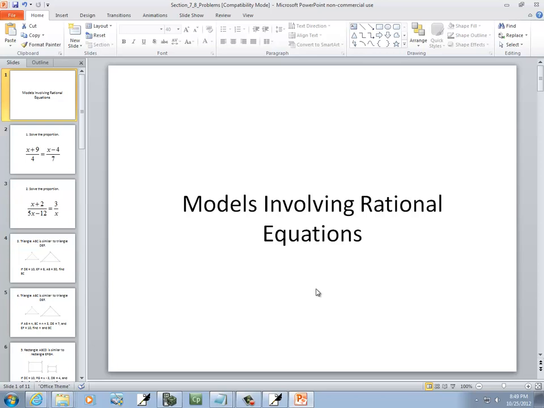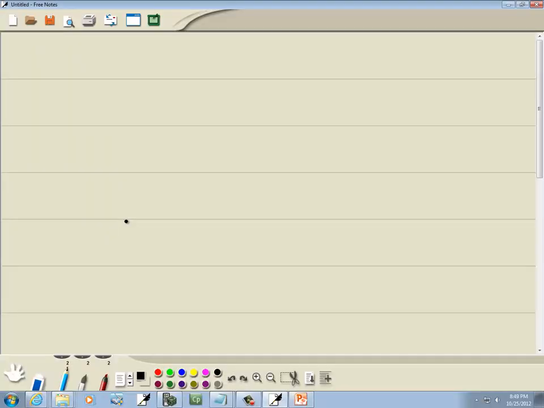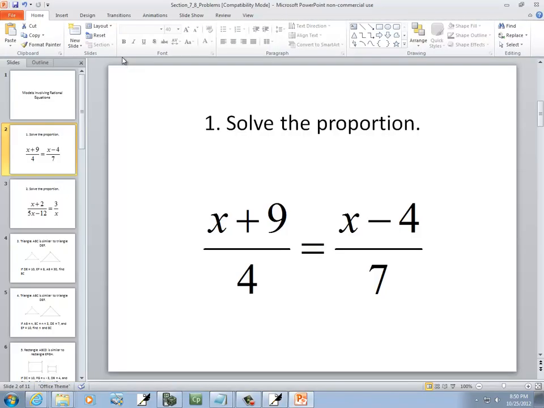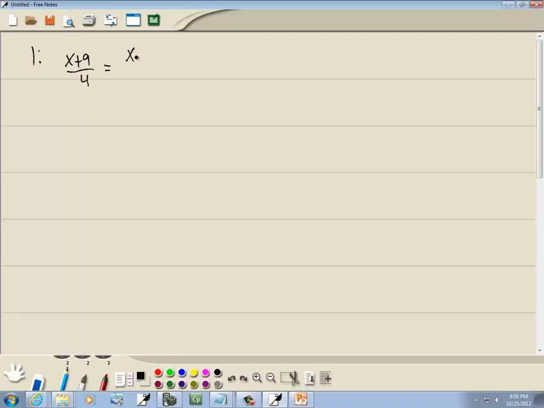Let's take a look at models involving rational equations. And let's take a look at our first one. So let me get my pen to work. There we go. x plus 9 over 4 equals x minus 4 over 7.